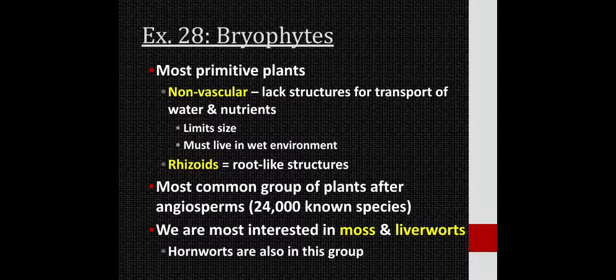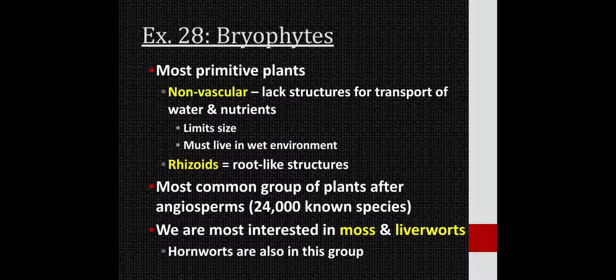So let's start with our bryophytes. They are the most primitive type of plants. They do not have a vascular system, so they have nothing to transport water and nutrients. They have to rely on osmosis and diffusion to move these things throughout the plant. Because of this, it limits how big they can get, and they have to live in environments that are damp.